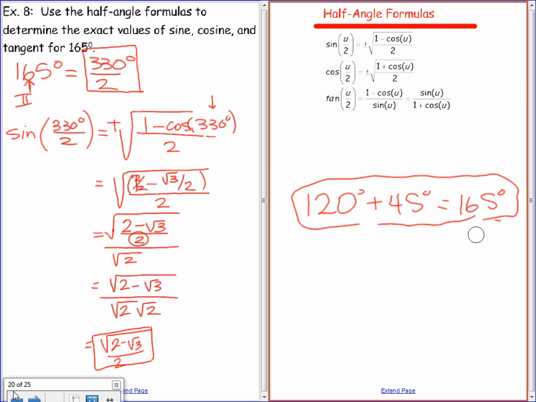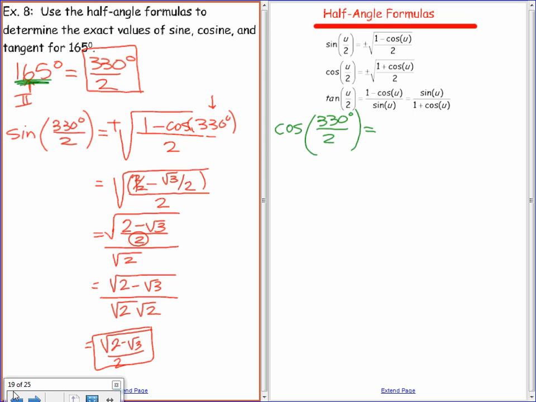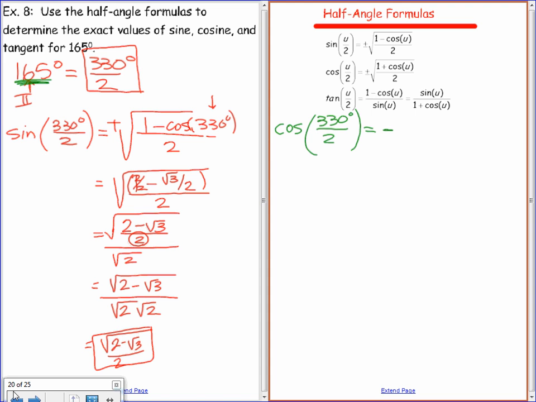Okay, I'm going to go over to this other side. Let's figure out the cosine of this as well. We're going to use the same angle of 330 degrees over 2. Now, this is in the second quadrant, and cosine's negative in the second quadrant. Again, I'm basing this off 165 degrees. So I want the negative version of my square root this time. This is 1 plus the cosine of 330 all over 2.